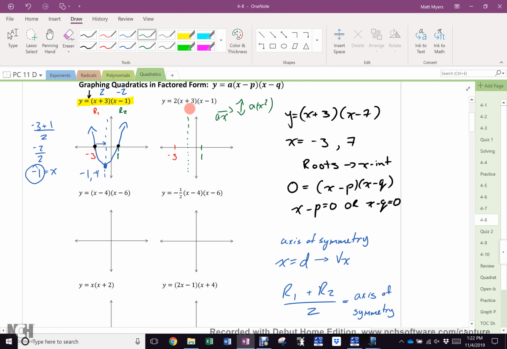And is it going to be down 8 or up 8? Why? Because it's a happy parabola. So it is negative 1, negative 8, because of that stretch factor.